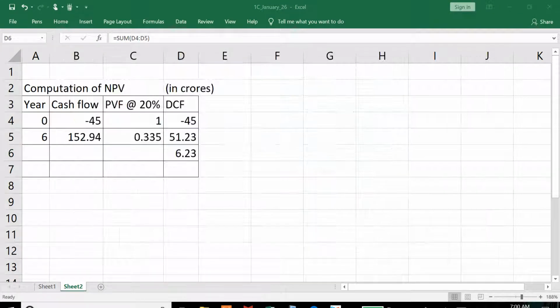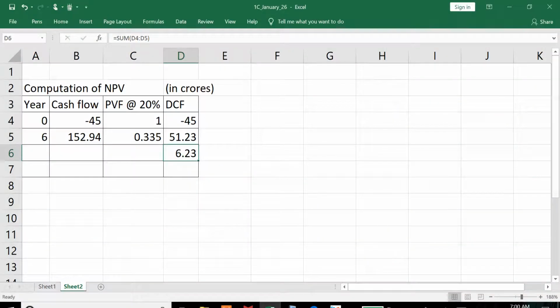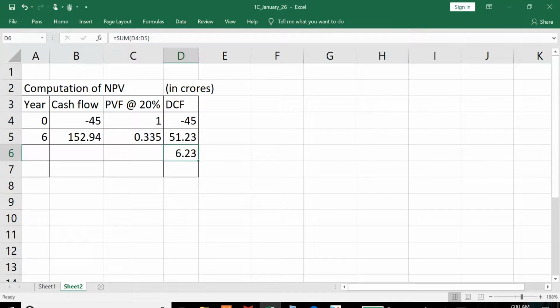There is a probability attached to this cash flow. The probability of getting the 600 crores is that 0.2549 we have calculated, 0.254893392. So 600 crores into this is the cash flow which I will get. This is technically called expected cash flow and expected NPV. The NPV of the project is 6.23 crore. This is the expected NPV of the project.